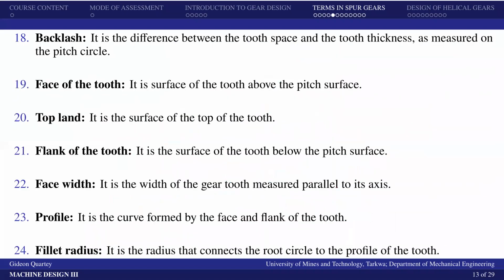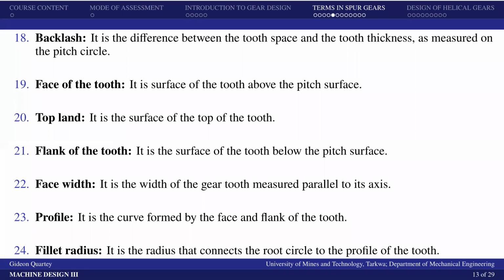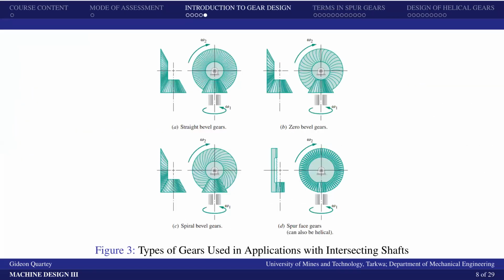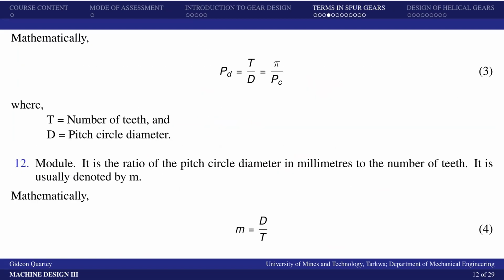Then we also have the face of the tooth, which I've explained to you earlier. After that, we have the top land, which is the top surface of each gear tooth. Then we also have the flank of the tooth. So that is the top land, the face, and we have the flank over here. The top side here is the face, and at the bottom we have the flank.